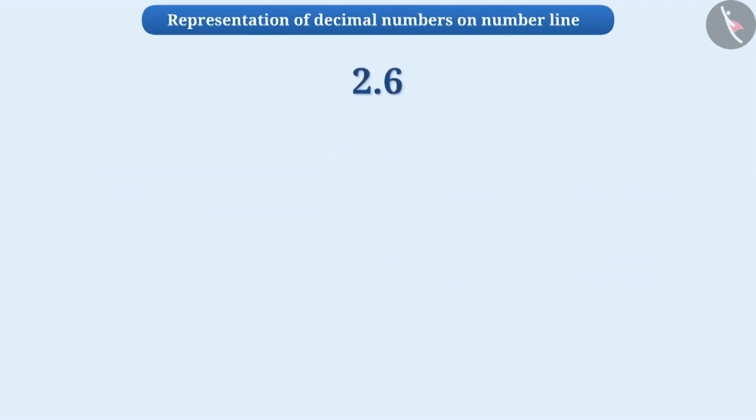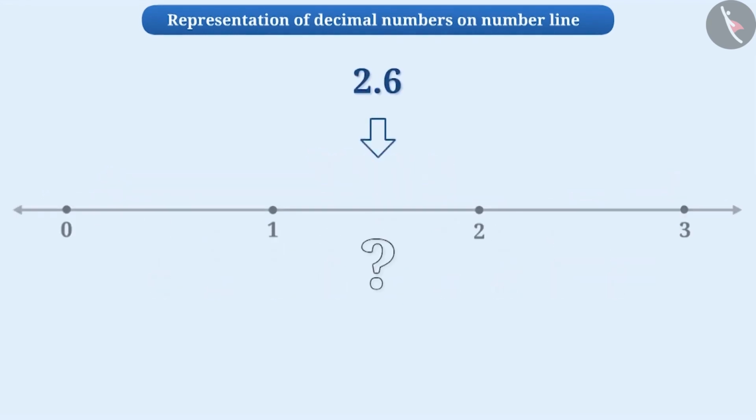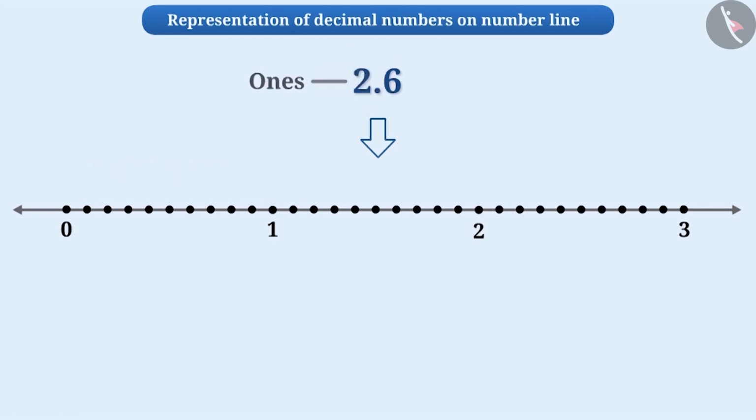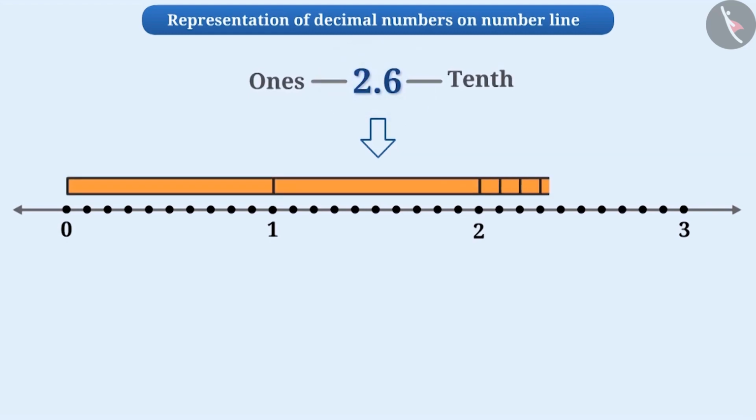How will we represent 2.6 on the number line? In this case also, we will divide the unit distance into 10 equal parts. In 2.6, since there are 2 units and 6 tenths, we will count 6 parts after 2. By doing so, we will get the place of 2.6.